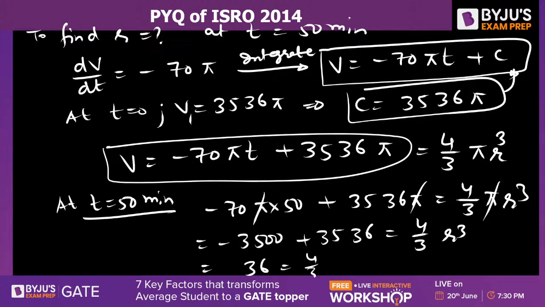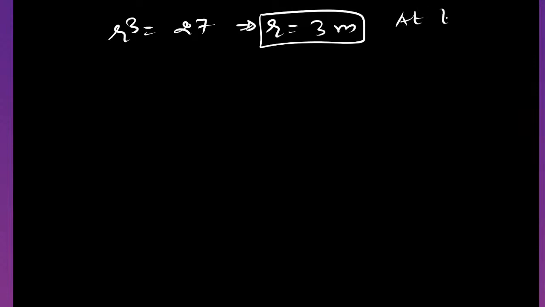36 is equal to 4 by 3 r cube. So r cube will be equal to 3 into 36 upon 4, so r cube will be 27. R cube will be equal to 27, isn't it? Or we can say r will be equal to cube root of 27, which is 3 meter. So at t is equal to 50 minute, r is equal to 3 meter.